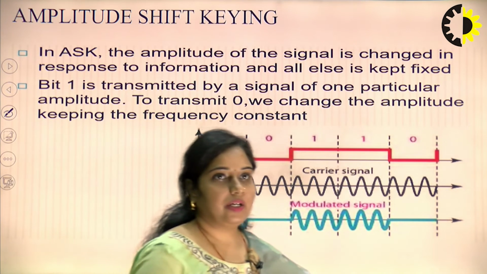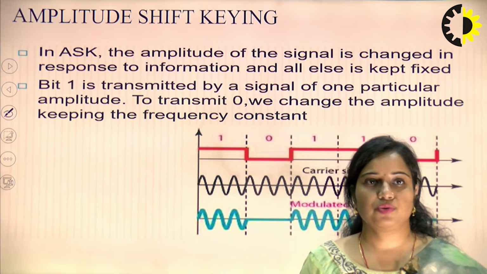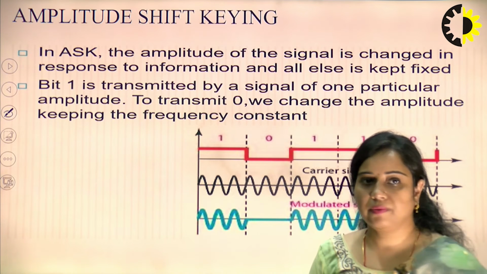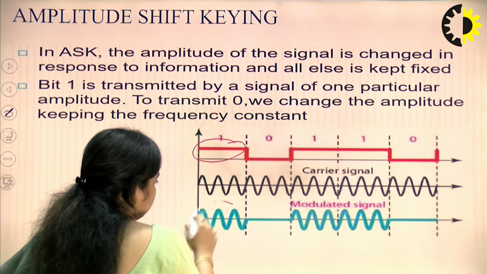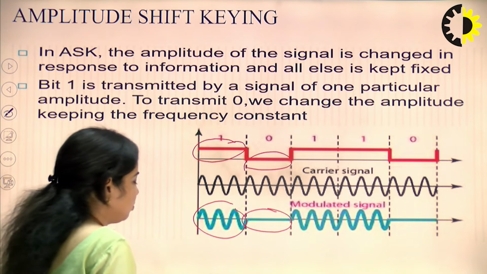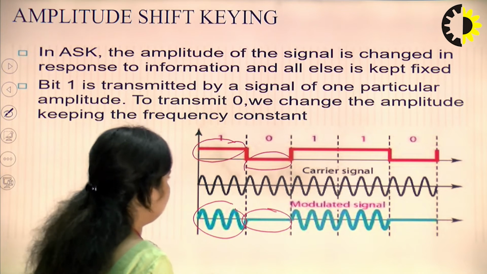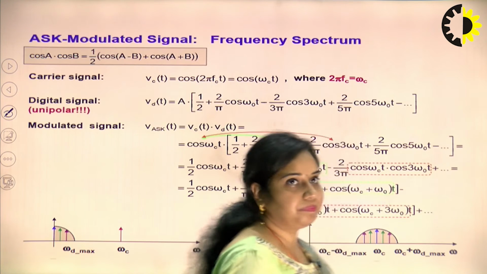This is ASK in detail. In ASK the amplitude of the signal is changed in response to the information. So, you can see that over here for bit 1 you are transmitting an amplitude, and for bit 0 you are transmitting no amplitude signal. So, that is the case of ASK, that is amplitude shift keying.